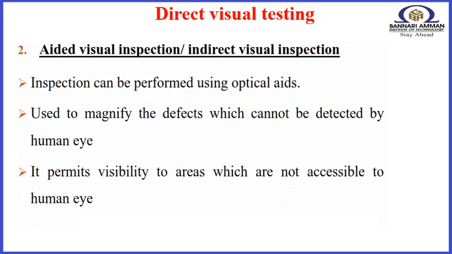2. Aided visual inspection, or indirect visual inspection. Inspection can be performed using optical aids. Used to magnify the defects which cannot be detected by the human eye. It permits visibility to areas which are not accessible to the human eye.